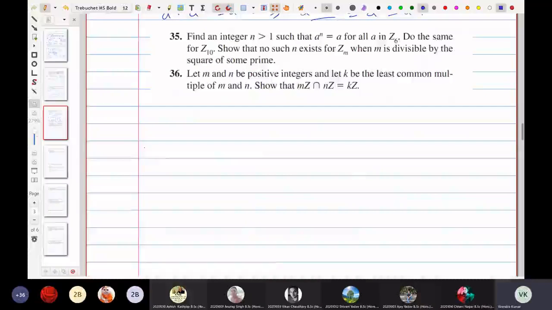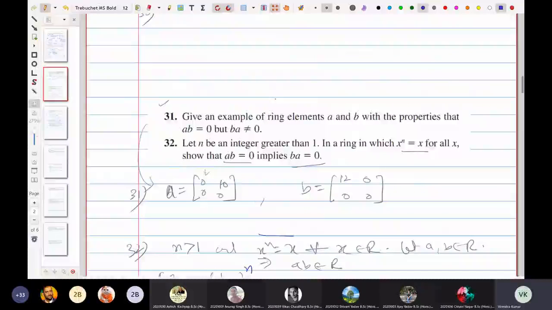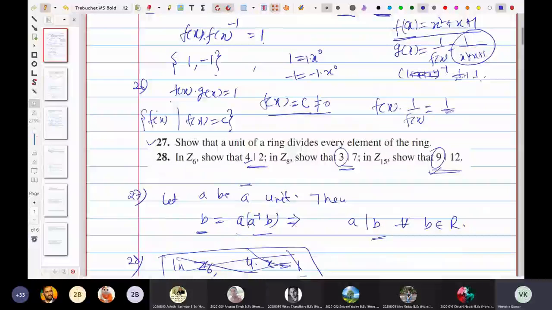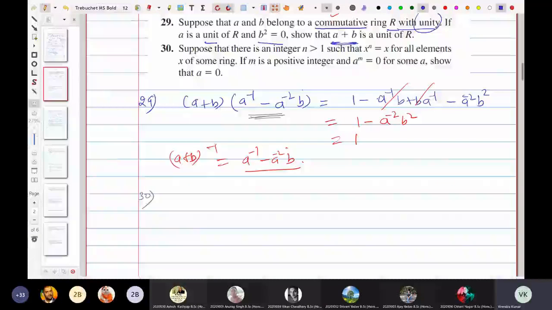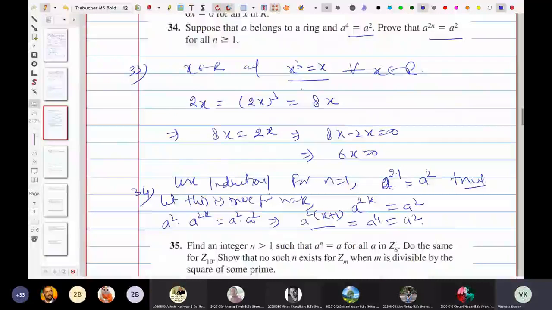35th question: for any integer n greater than 1, such that a to the power n is a for all a belongs to Z6, do the same for Z10. Okay, so in this question they are telling that a to the power n equals a in Z6, and I think we have seen a similar result in question number 30. Suppose there is an integer x to the power n for all... so this 30th question and this question are similar, but this is a particular case.